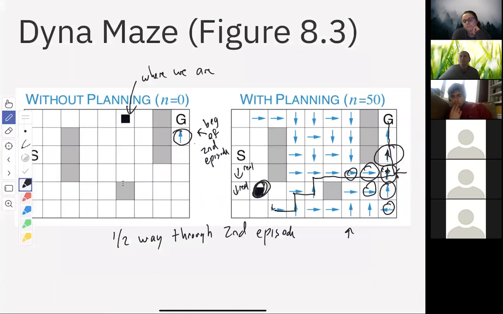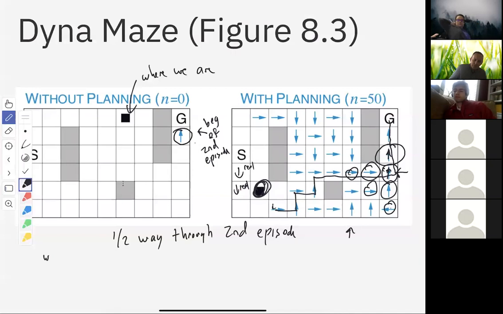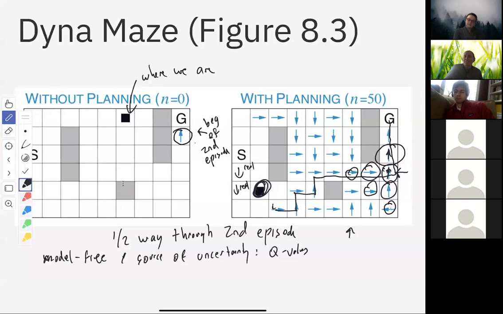Questions on this planning? So are there disadvantages to this method? Because it seems like there's something that should be wrong with it. Like, why wouldn't you just always use planning over no planning? So we have two elements. Here's a problem with planning. In the model-free case, we have one source of uncertainty, and that's our Q values, right? Our Q values aren't right. And to the extent that they're wrong, as we're updating, we're incorrect, and so we have to correct those.